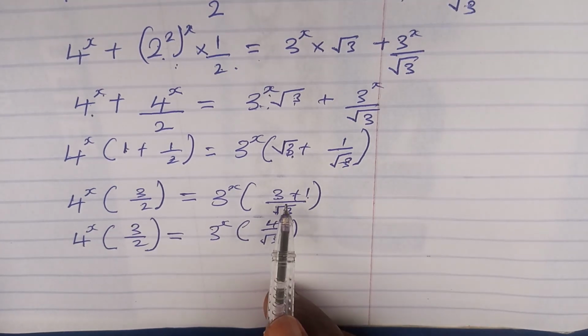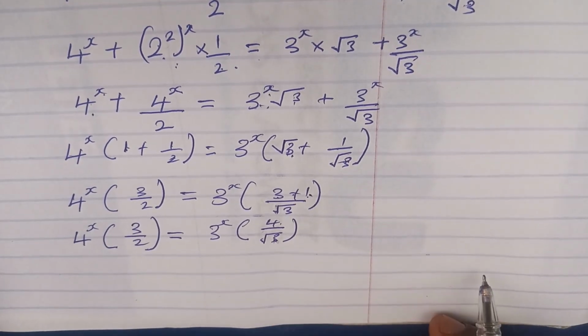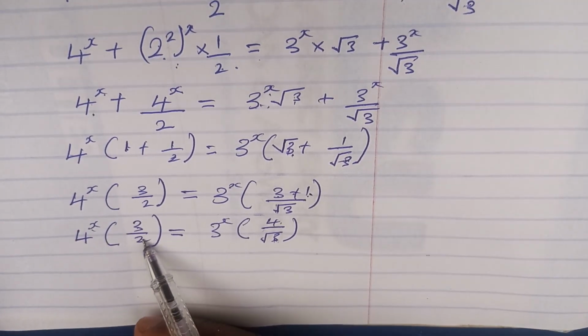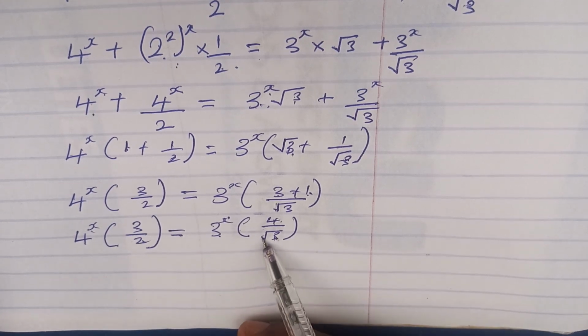Sorry, 3 plus 1 is going to give us 4. So this is what we have: 4 to the power of x times 3 over 2 is equals to 3 to the power of x times 4 over root 3.